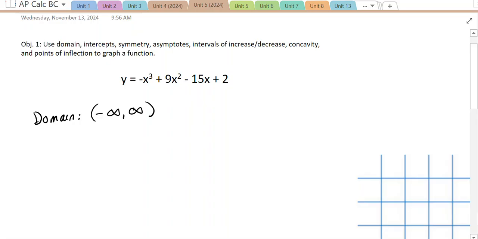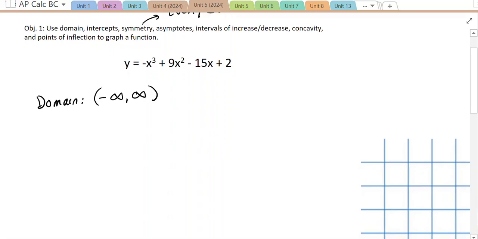There is no symmetry happening, and when we're talking about symmetry, this is thinking about whether I have either an even function or an odd function. An even function would have symmetry over the y-axis, kind of like a parabola has that, like x squared plus 4 has symmetry over the y-axis, or an odd function like just a regular x cubed has symmetry over the origin. Okay. This has no asymptotes.